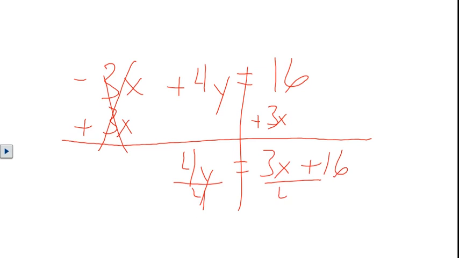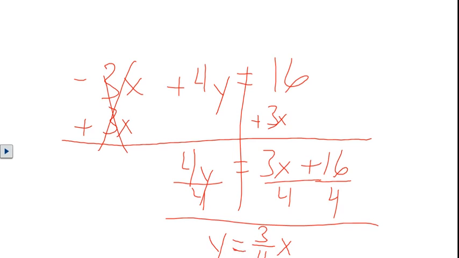Divide everything by 4. So 1y, 3/4 x, and again, I'm going to keep that as a fraction because we want the slope. Slope's a ratio, so don't change it to 0.75 or anything like that. 16 divided by 4 is 4. Okay, and I could graph that. I know my slope. I know my y-intercept. Okay, I could graph it from there. All right.